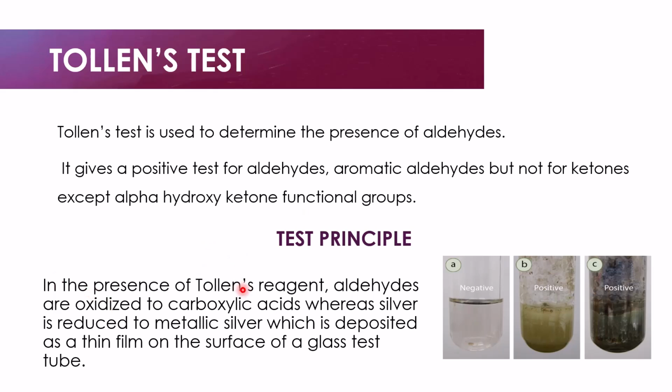In the presence of Tollens' reagent, aldehydes are oxidized to carboxylic acids, whereas silver is reduced to metallic silver, which is deposited as a thin film on the surface of a glass test tube as seen in test tube B and test tube C. So what it means is that test tube B and test tube C indicate a positive test result for Tollens' test, whilst test tube A indicates a negative test result.